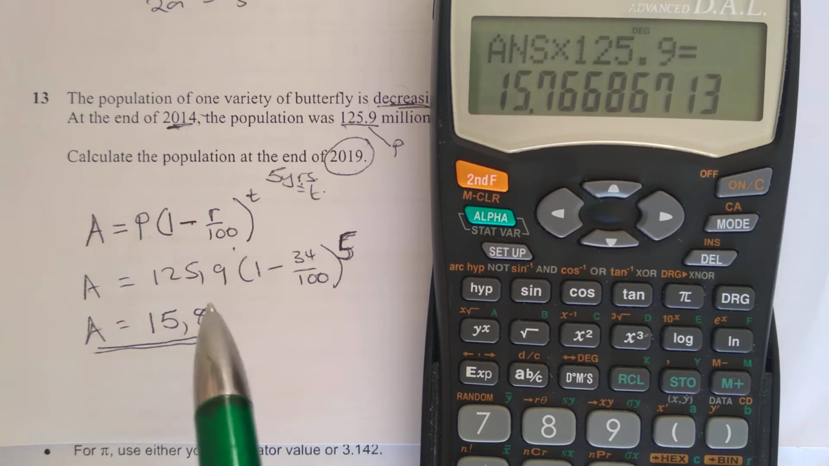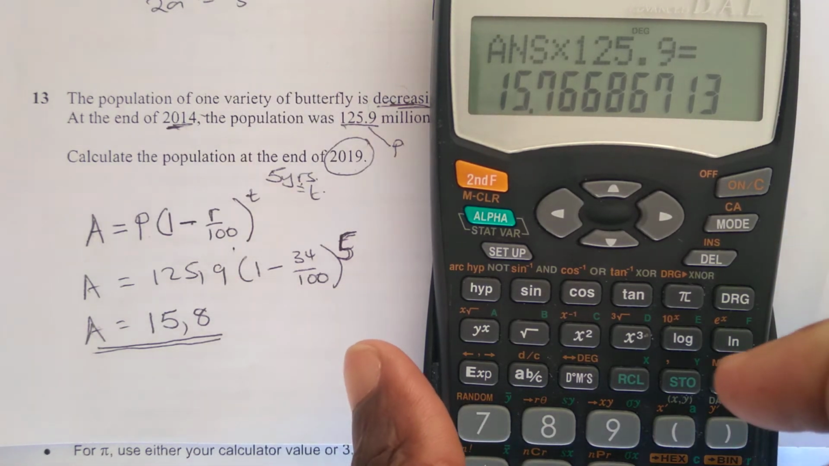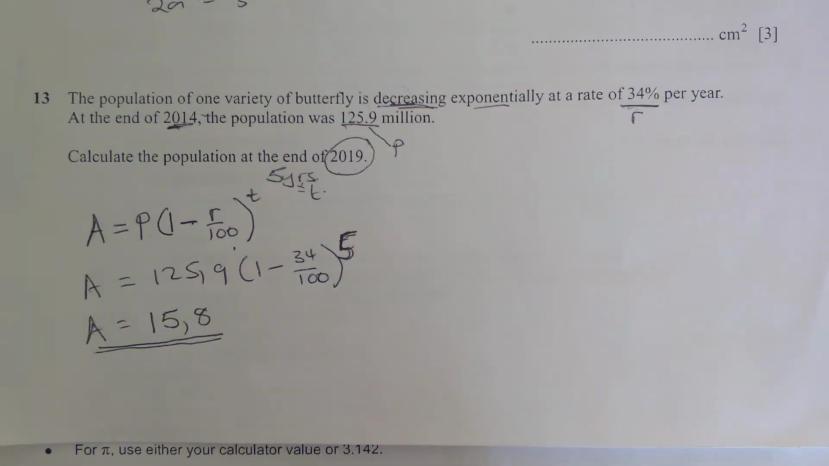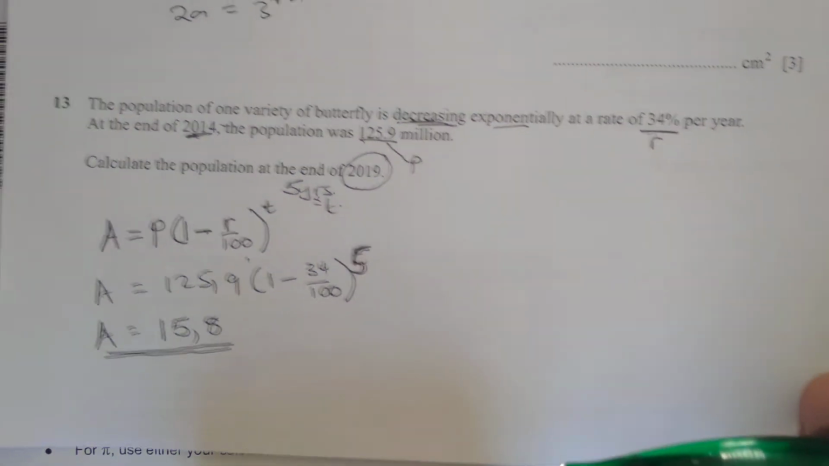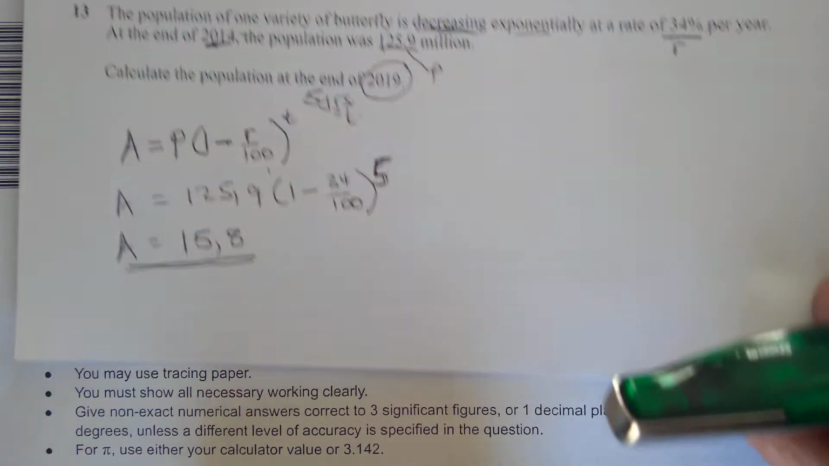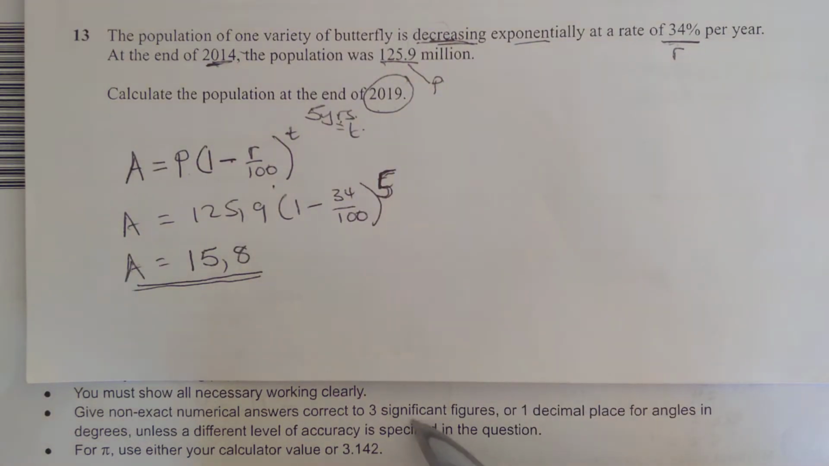Again, rounding off to 3 significant figures. What will I get? I will get 15.8 million. So I'll go ahead, write that answer down there. Take note that when you are rounding off, we're supposed to round off to 3 significant figures according to the question paper.